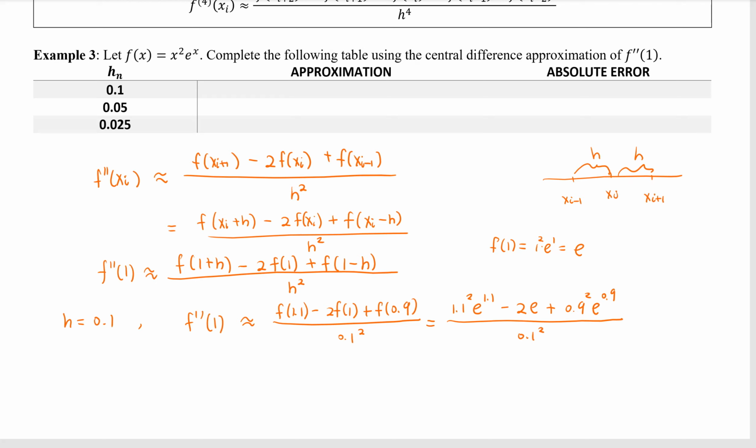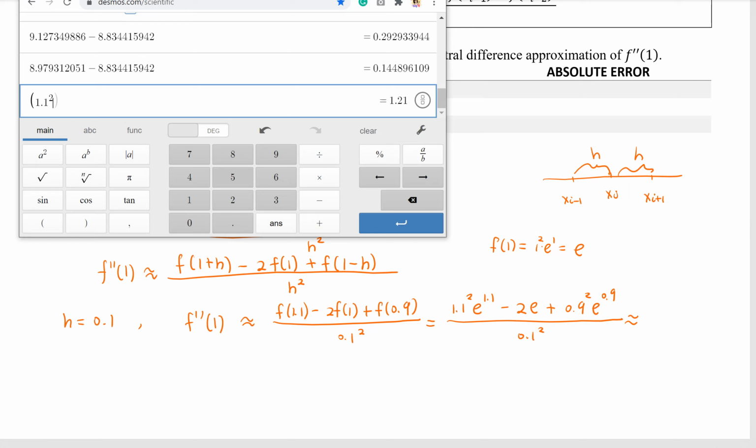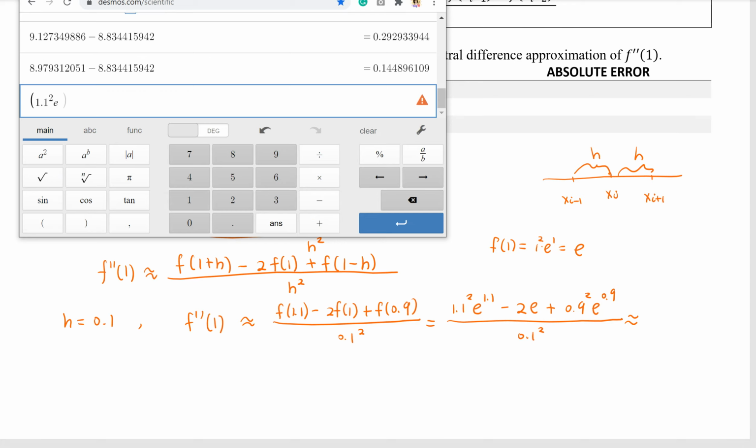So far, so good, everybody? Okay, now let's see what this number is. So on our calculator, we do big parentheses 1.1 squared, and then e to the 1.1, oops, and then come down here, minus 2e. So e is like e to the 1.